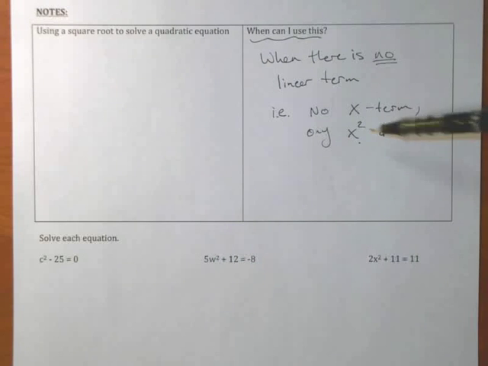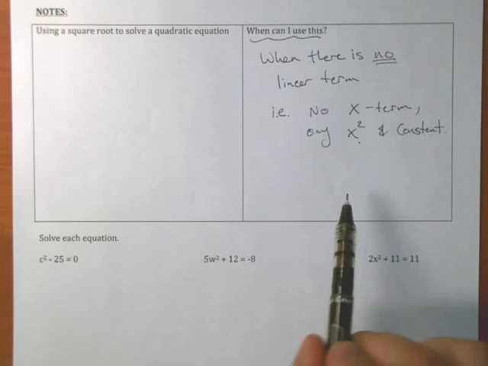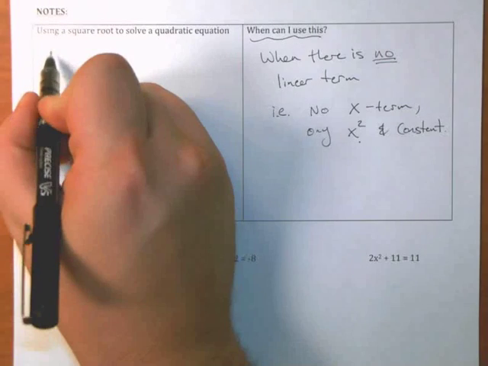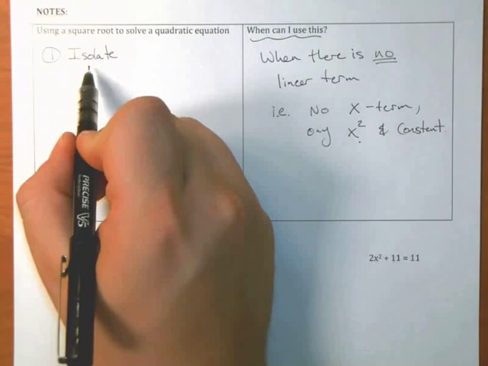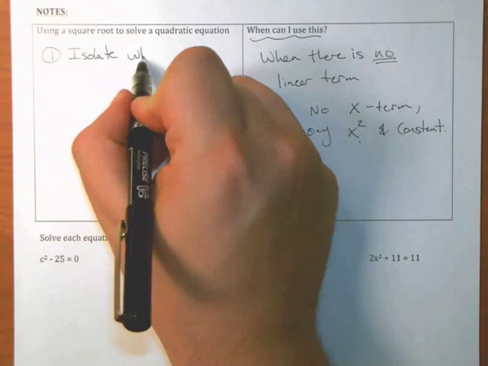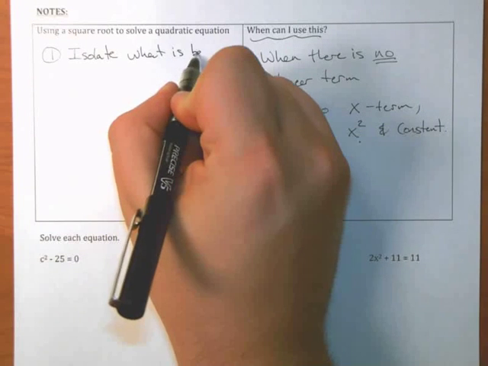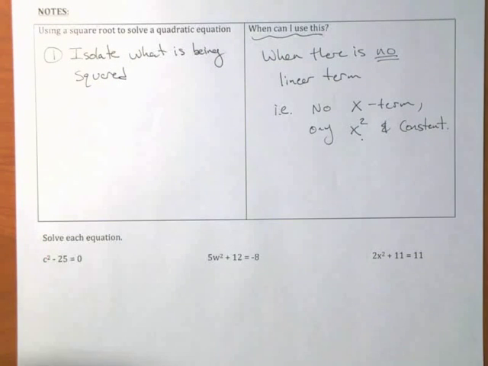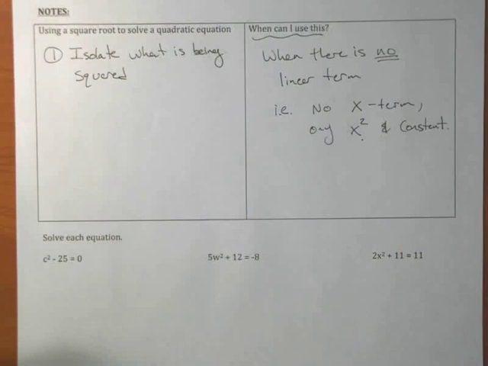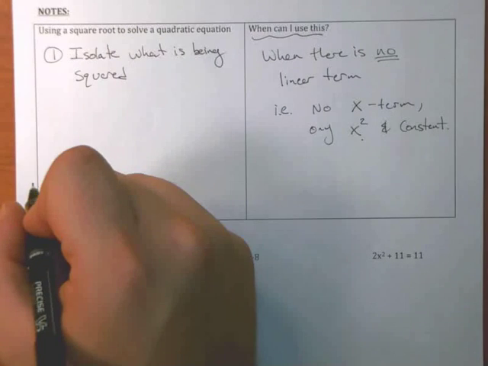Okay, so if I do have something that's squared, what can I do? Well, just use a square root. We'll do the following. First, we're going to isolate, which means get by itself, what is being squared. So I need to first figure out what in my problem is being squared. Then I'm going to get that thing by itself. Generally this involves getting x squared all alone, or a set of parentheses that are being squared all alone.